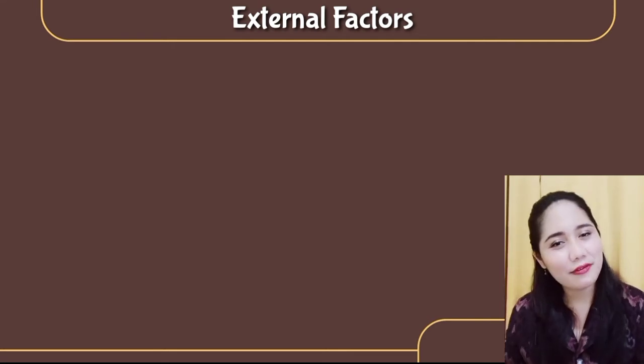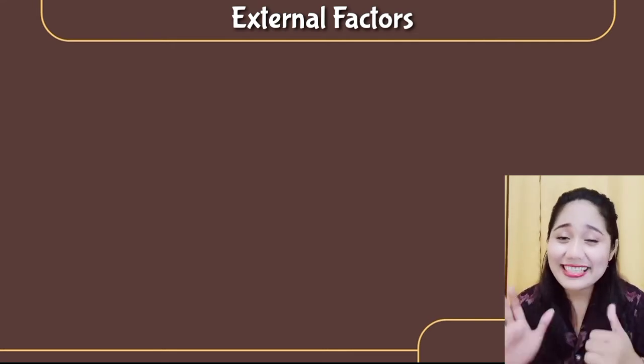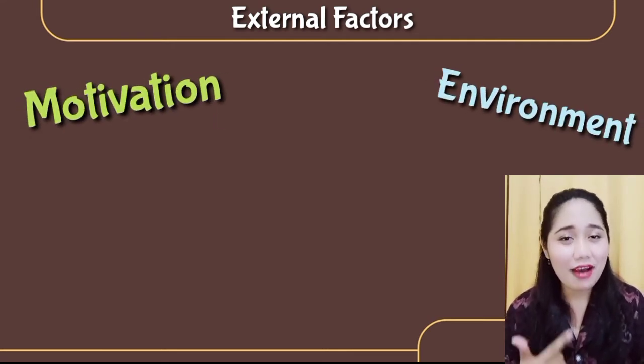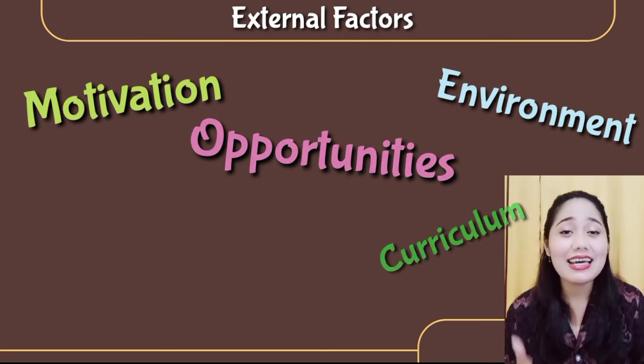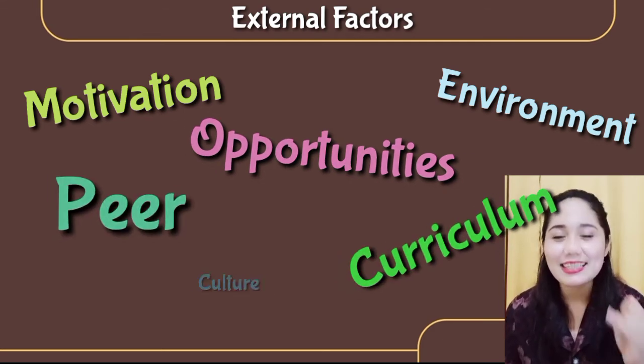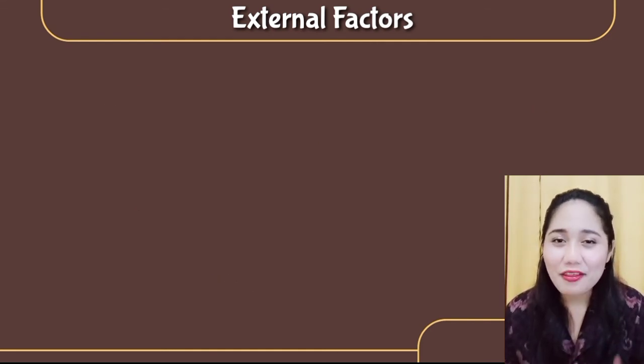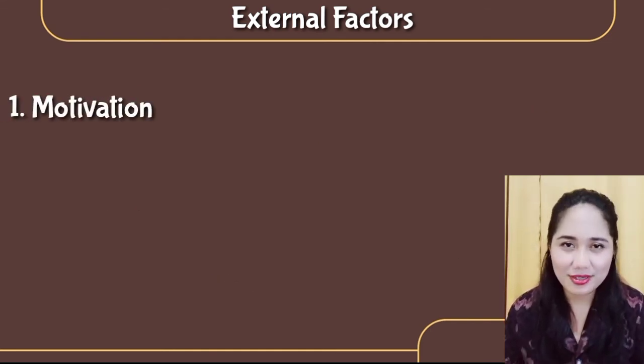Well, as my first speaker said before, there are 6 external factors that affect success in language learning. The factors are motivation, environment, opportunity, curriculum, peer, and culture. Well, let's get started with the first factor. The first factor is motivation.